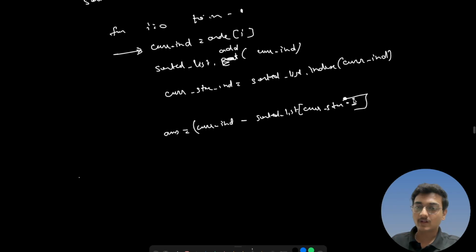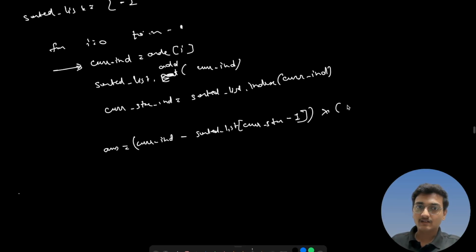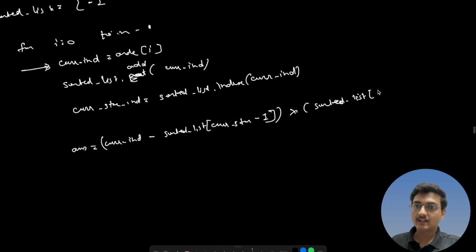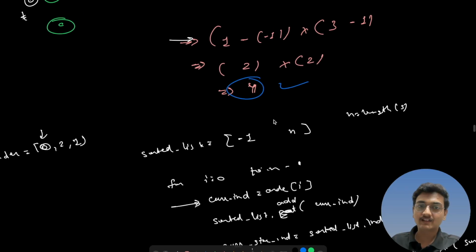So whatever is in the left side, you need to go there. And similarly for the right side of the sorted list, go to the right side: current star +1 minus this current index. I hope you are not getting confused between current star and current index.